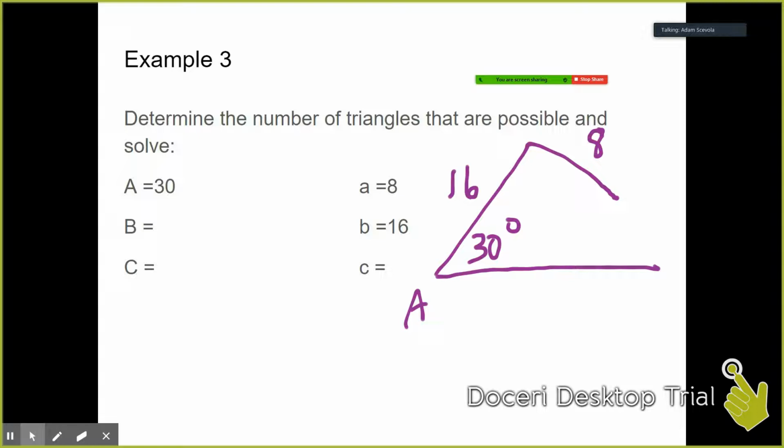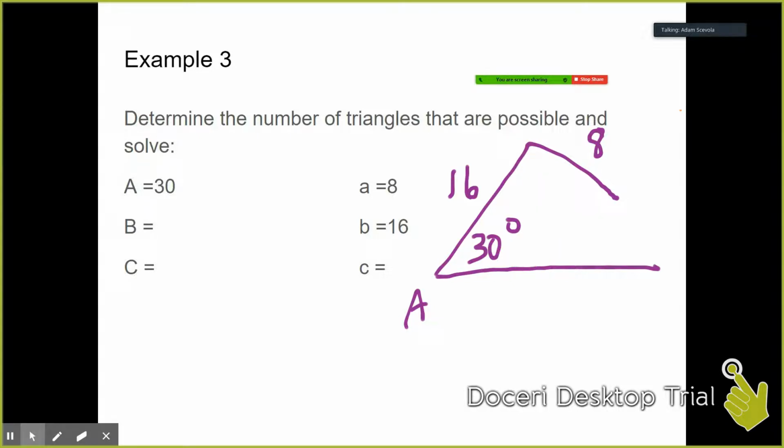So three things could happen here. This may not be long enough and it won't reach this side, so you would have no triangles. Or maybe it's just long enough that it reaches at one point, and then we have a right triangle, which we would just solve like normal.